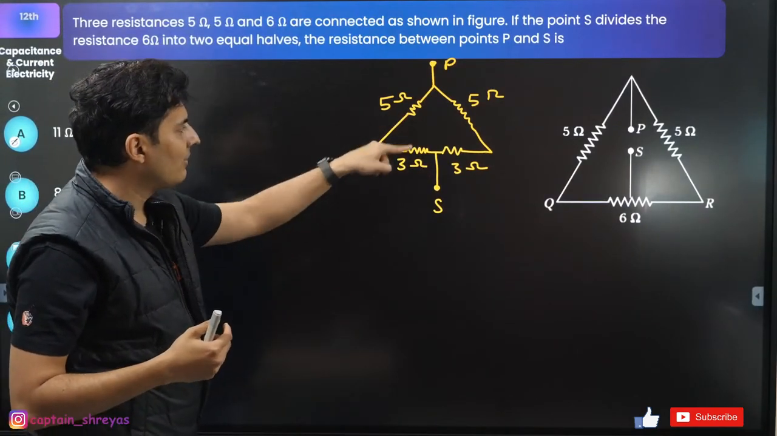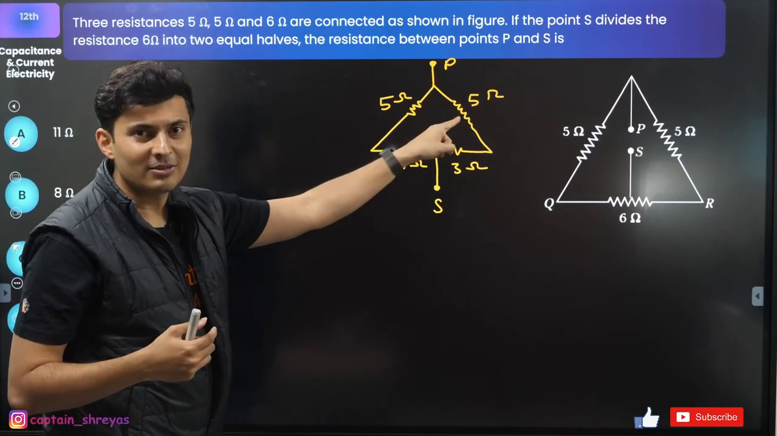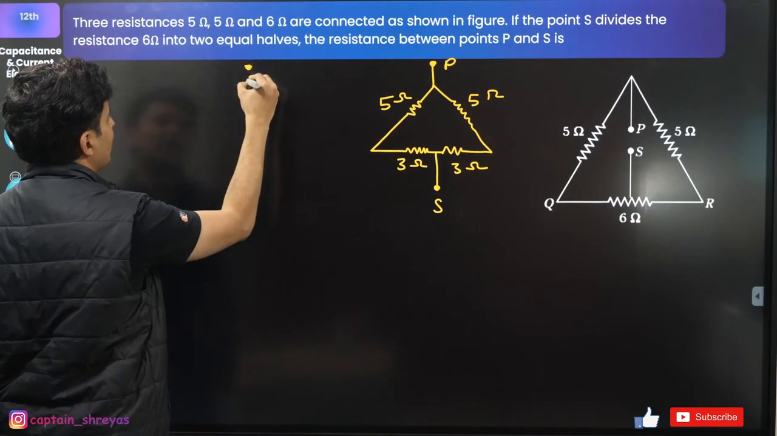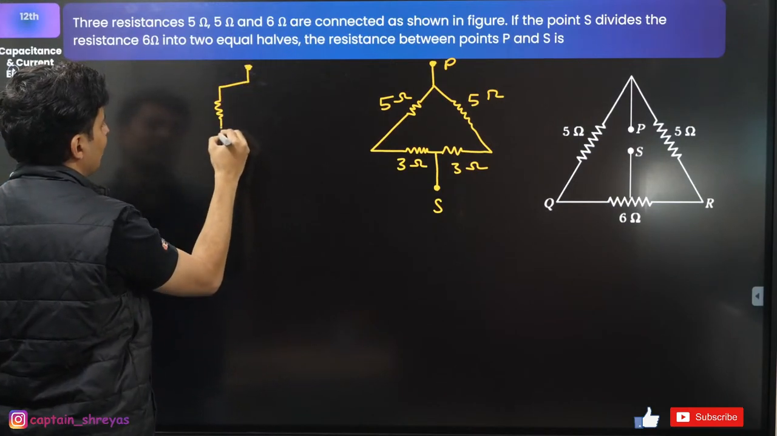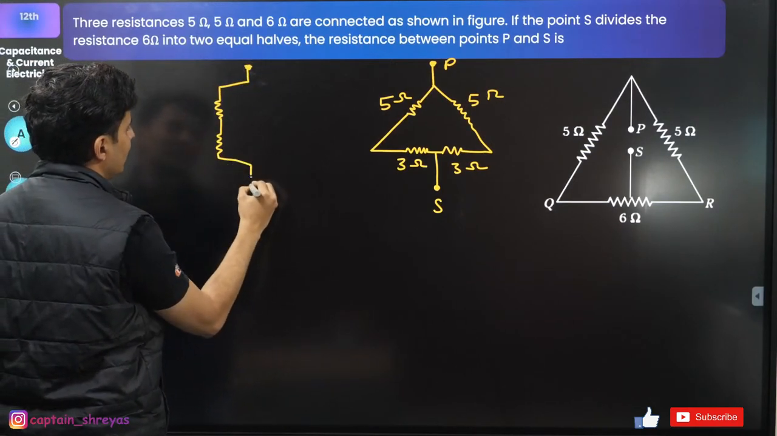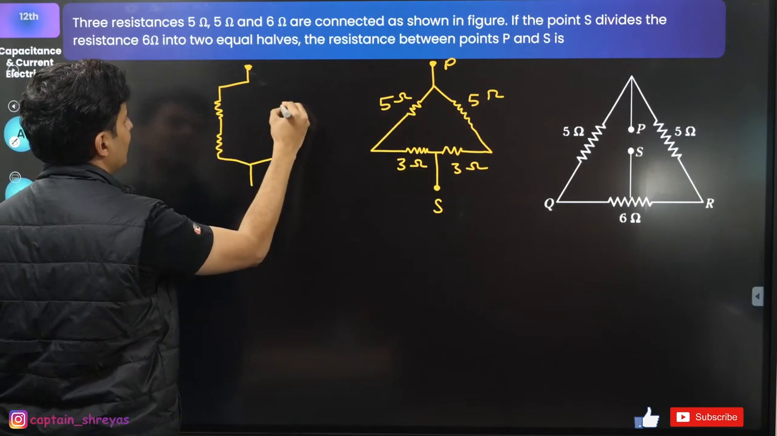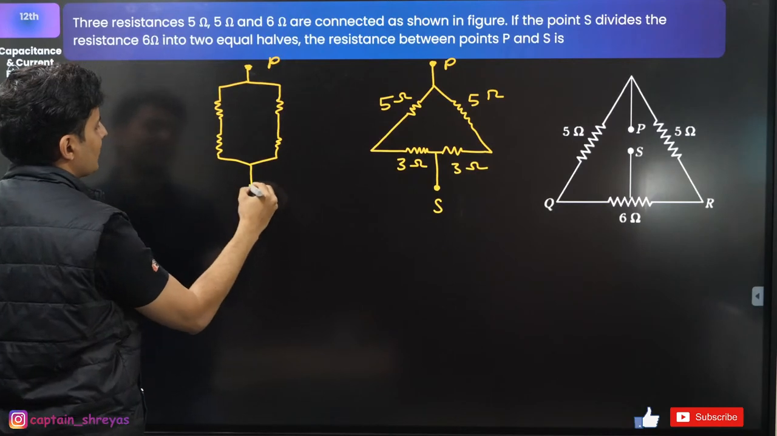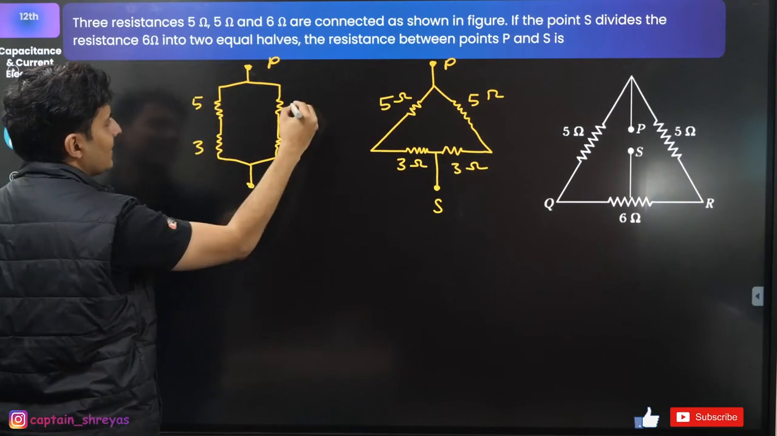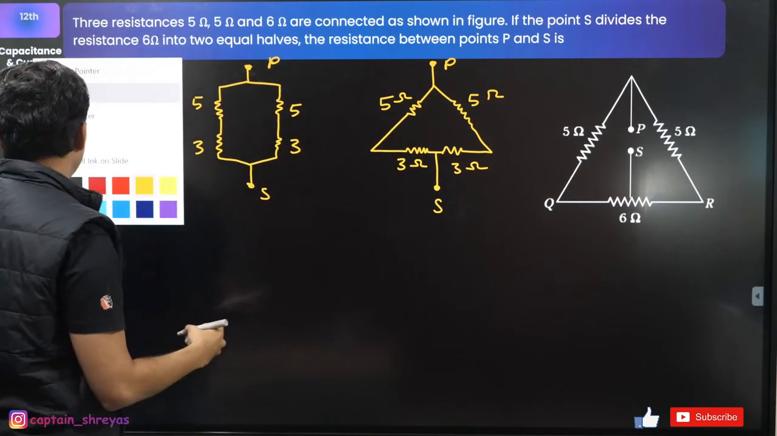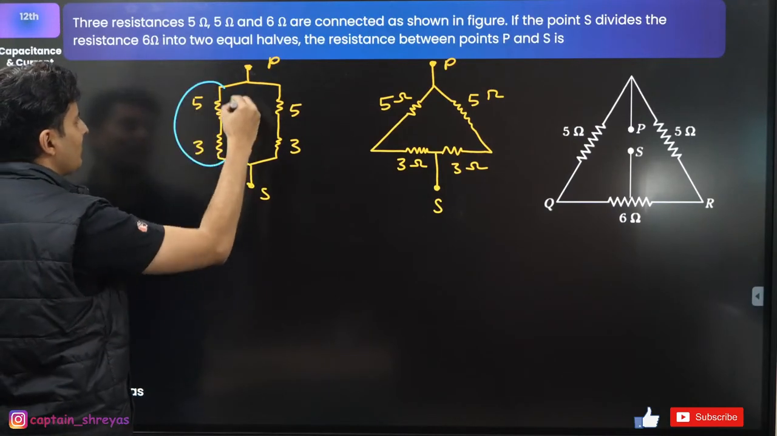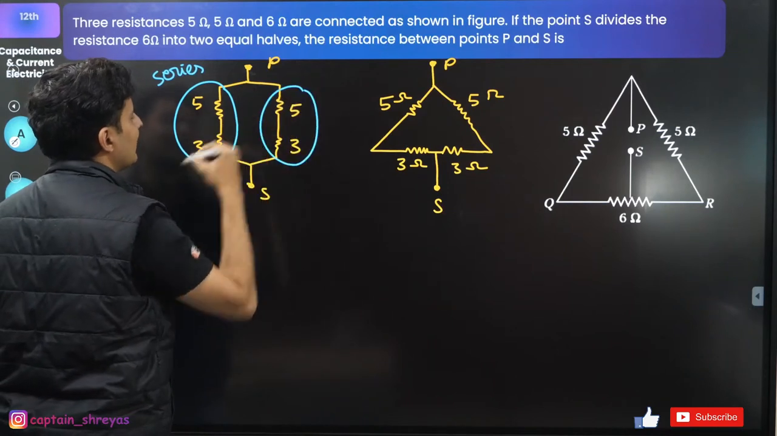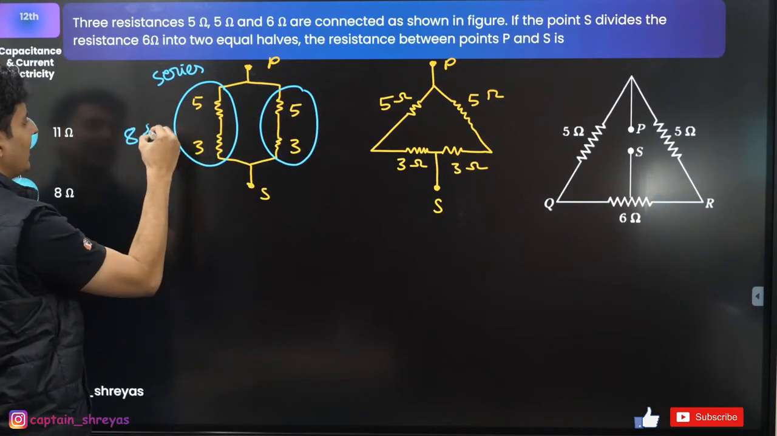This 3 and this 5 are one after the other, placed side by side. So now I know what this is actually saying. There is one 5 ohms, one 3 ohms, and there is one 3 ohms and one 5 ohms. So this is P, this is S, this is 5, this is 3, this is 5, this is 3. Now we all know these two are nothing but series, and so are these two. So 5 plus 3 is 8 ohms.